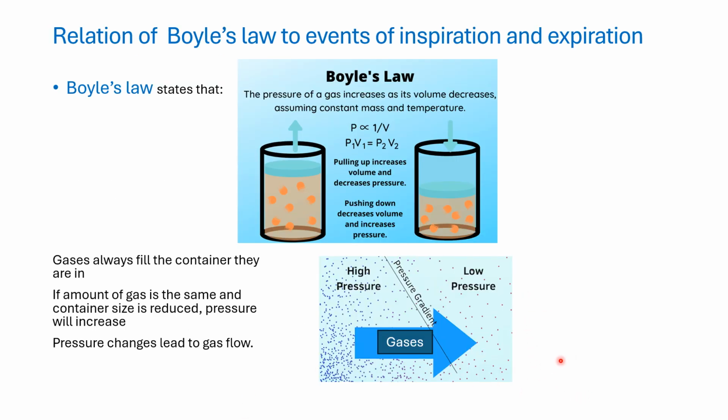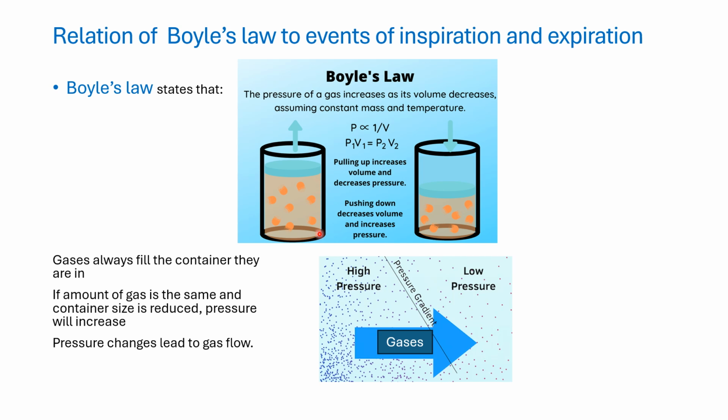This brings us to a law known as Boyle's law. Boyle's law states the pressure of a gas increases as its volume decreases, assuming constant mass and constant temperature. So pressure is inversely proportional to the volume.